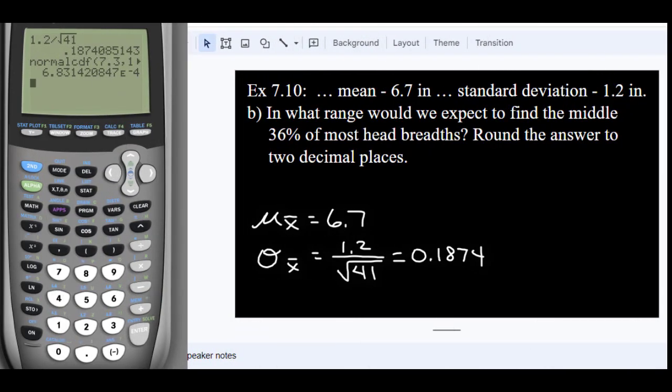For part B, in what range would we expect to find the middle 36% of most head breadths? This is one you definitely want to draw a picture for.